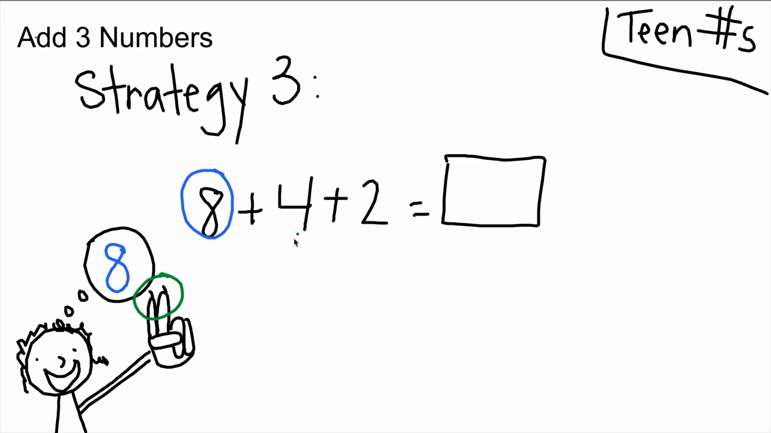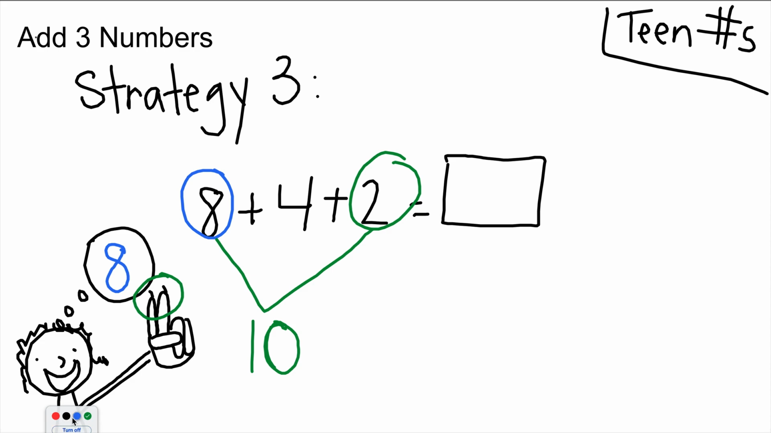Do I have 2 here? Yes, I do. So 8 and 2 made what? It made 10. And I'm done. Am I done? I hope you're saying no, you're not done, because we still have another number here, which is the number 4. And it's saying, don't forget about me. And I'm still adding, so I still have to add 4.